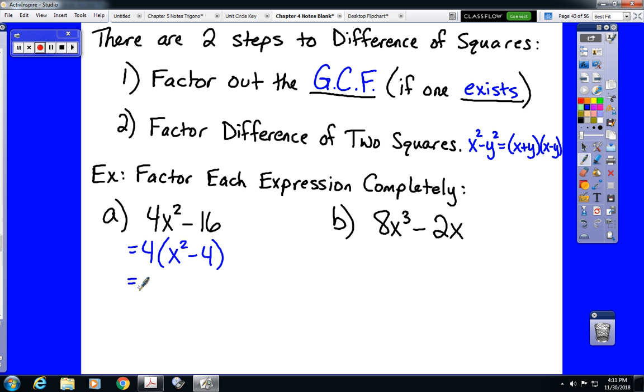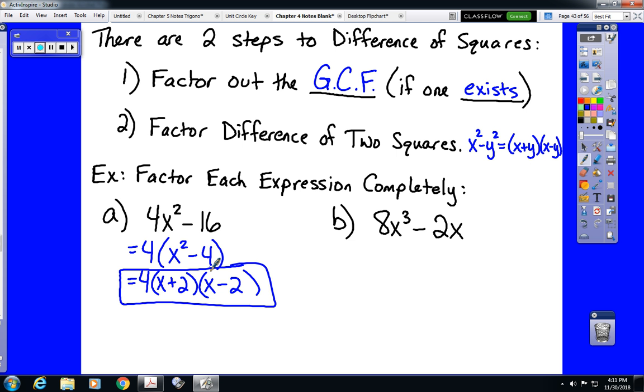Now that raises a question, what about this 4? Well, that 4 is already part of the answer, so it's just going to sit out in front. Then we're going to factor this binomial. So the square root of x squared is x. That's the first term in each binomial answer. One's a plus, one's a minus. Square root of 4 is 2. So our final factored form would be 4 times x plus 2 times x minus 2.